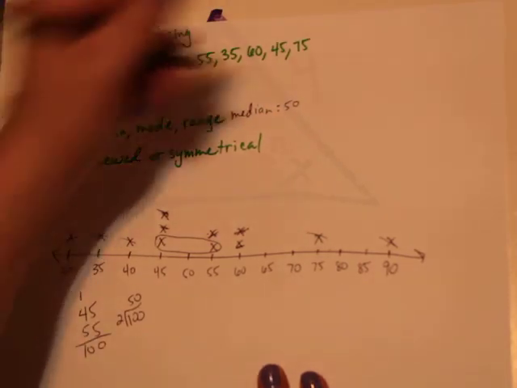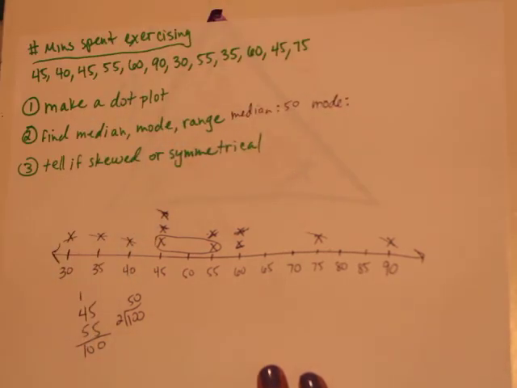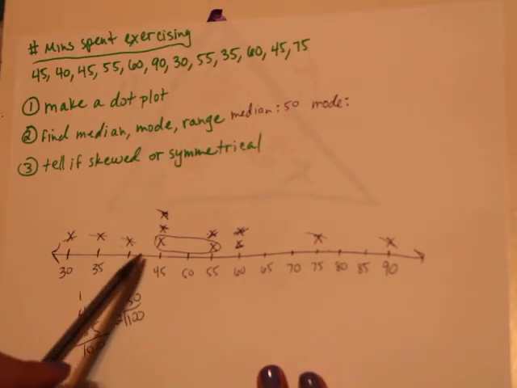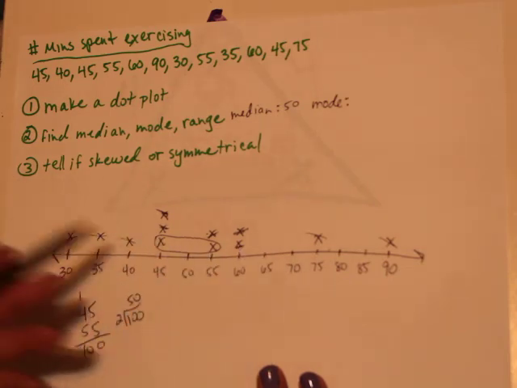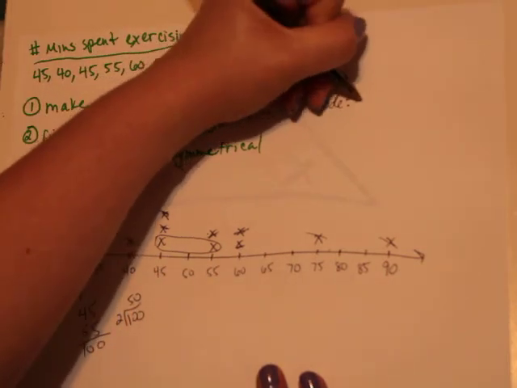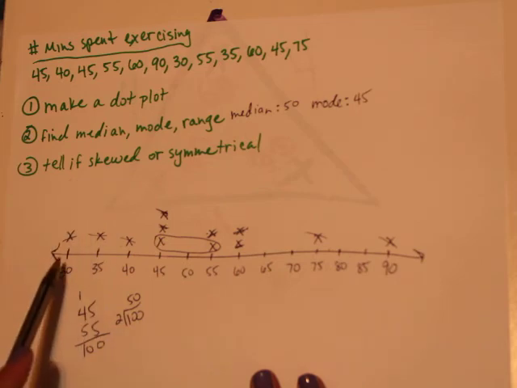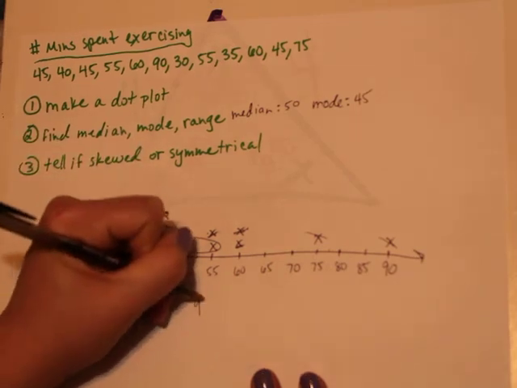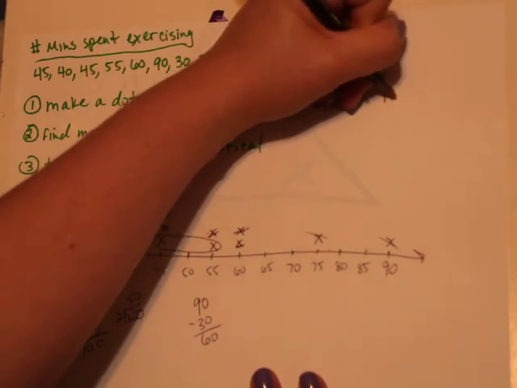Now we need to find the mode. The mode, you just look for the 1 or 1s with the most X's. Everything else has 1 or 2, but we got 45 here. That's the only one with 3, so our mode is 45. Now we need the range. You've got your highest number minus your lowest number. So 90 minus 30, which is 60. And so our range is 60.